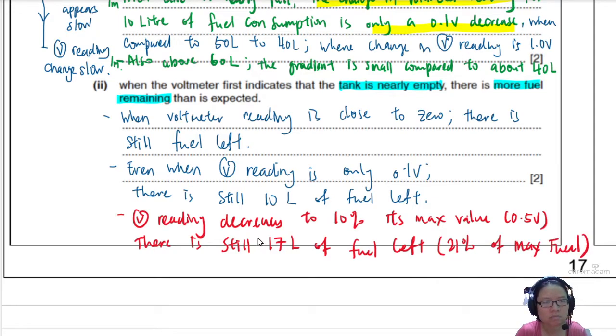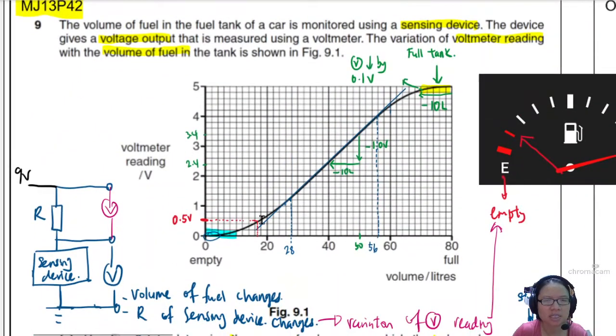Okay, so these 2 points is good enough to get you 1 mark each. Okay, if you want to substantiate your reading, you can say, you see, when this one all drop until only 10% left, the petrol still got 20% left. So nice, so good.